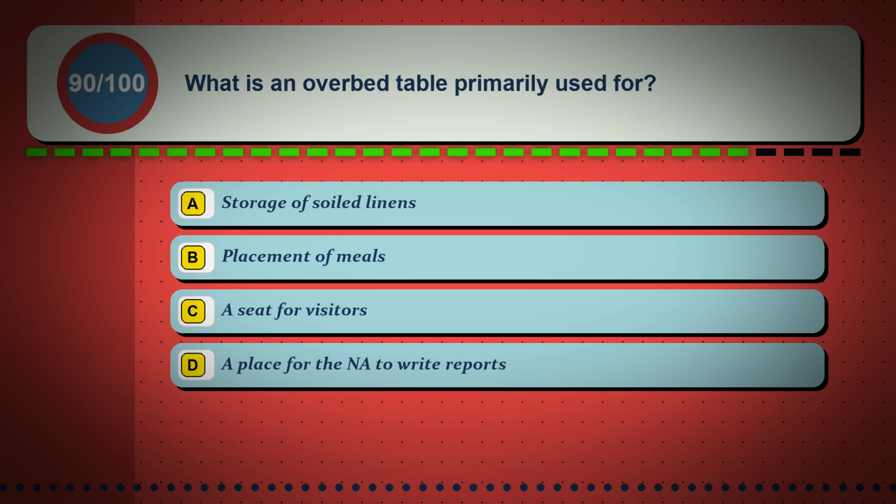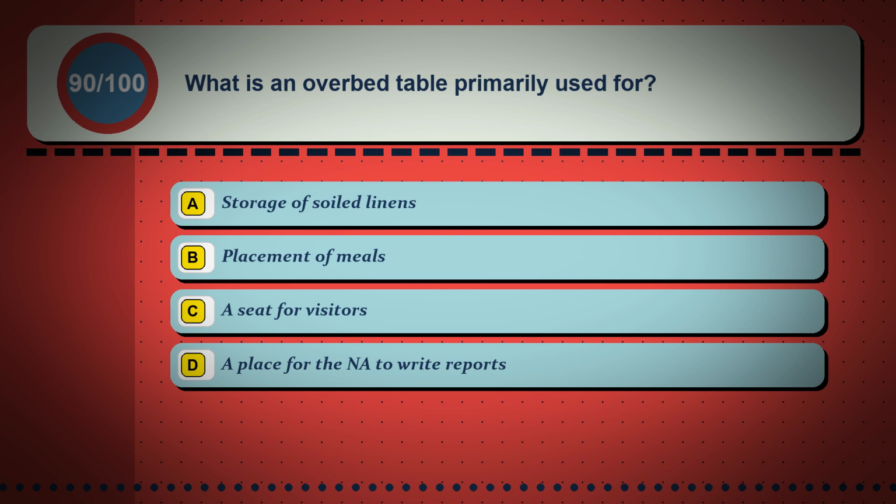Question 90. What is an overbed table primarily used for? Option A. Storage of soiled linens. Option B. Placement of meals. Option C. A seat for visitors. Option D. A place for the NA to write reports.